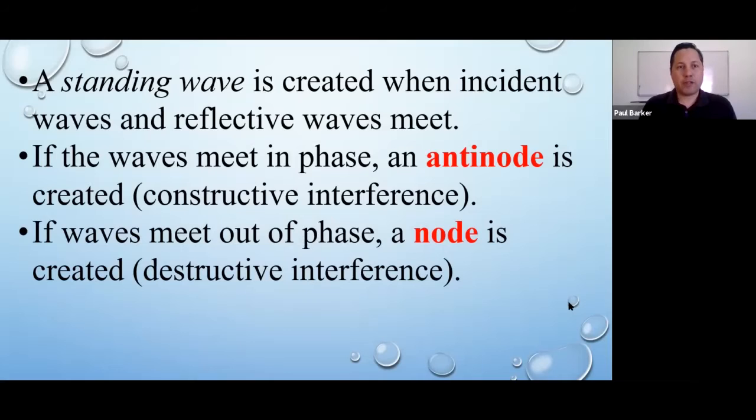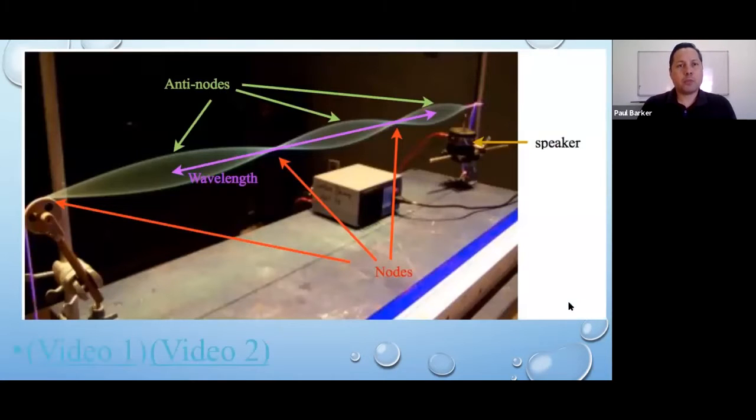Now let's take a look at some definitions. A standing wave is created when an incident wave and a reflective wave meet. If the waves meet in phase, an antinode is created. That's constructive interference. If the waves meet out of phase, a node is created. That is called destructive interference. Here in this picture, you can see the antinodes pointed by the green arrows and the nodes pointed by the red arrows. The wavelength is represented by the purple arrow.